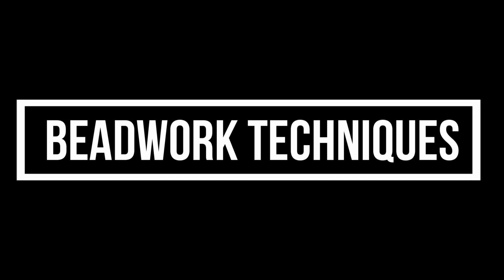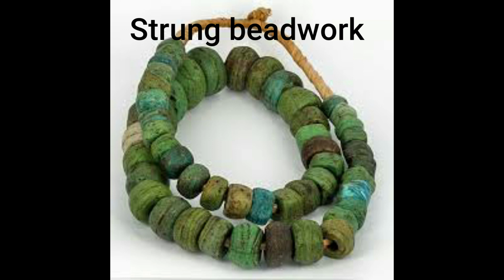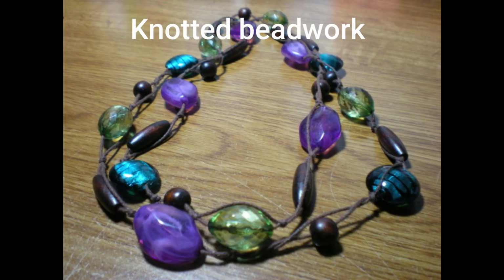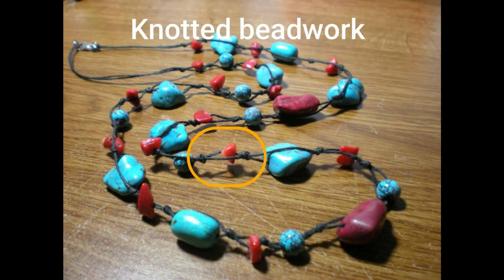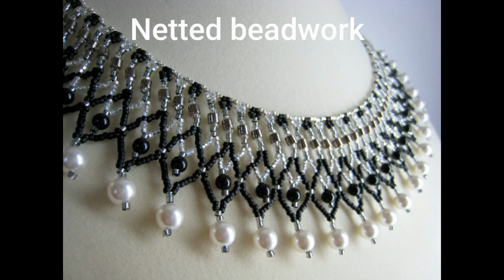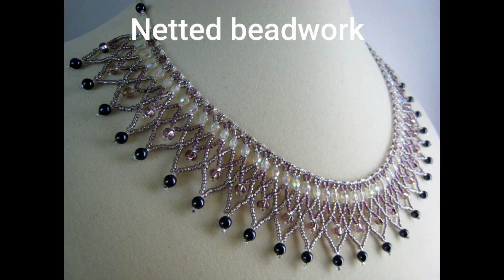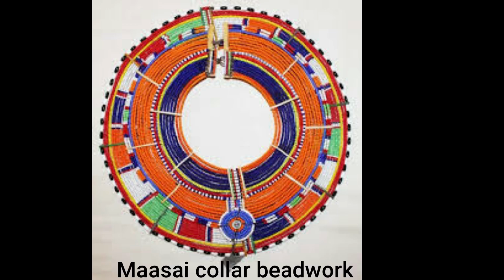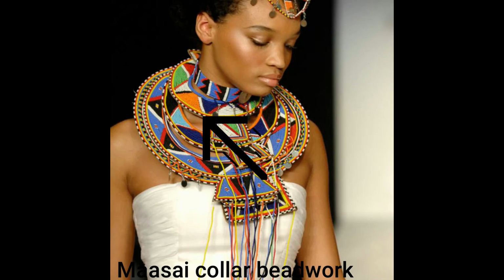Beadwork techniques are the different ways of joining beads together to create ornaments. In strung beadwork, the beads are strung or placed one by one onto a strong piece of thread. In knotted beadwork, the beads are strung onto a thread and a knot is tied before or after one or more beads. In netted beadwork, the beads are woven into a branch-like network to create a piece that looks like this. In Maasai collar, the beads are strung on circular wires which are stiffened by the use of spacers. The spacers also separate different bands of colors.